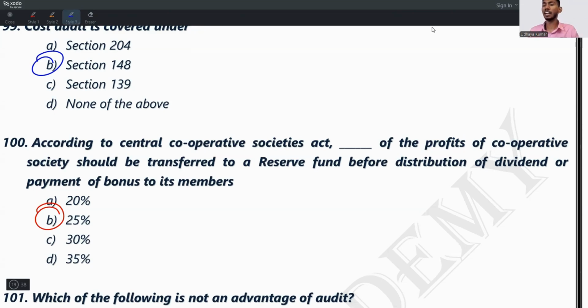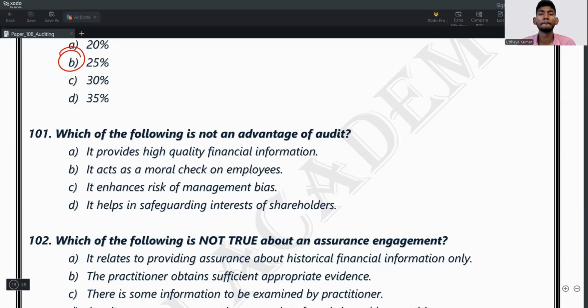So we are still left with just 100 more questions, and with the same enthusiasm, we'll be finishing the remaining 100 questions too. Okay. So moving to question number 101. We are still left with just 100 more questions, so we'll finish it off.